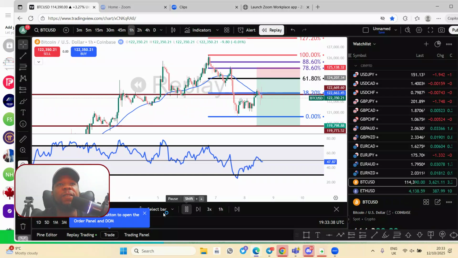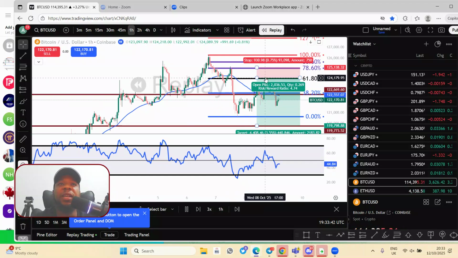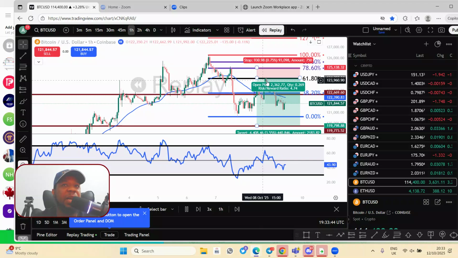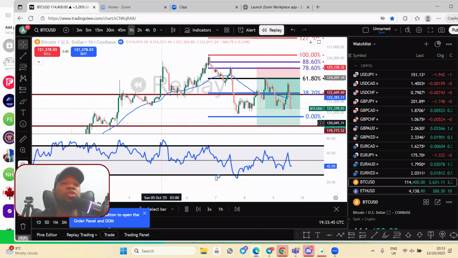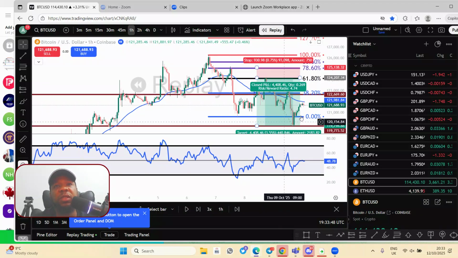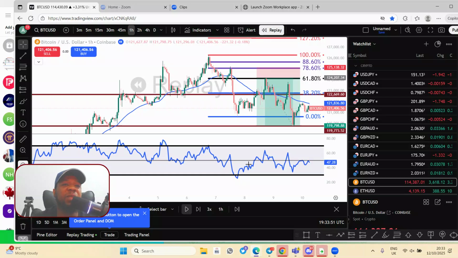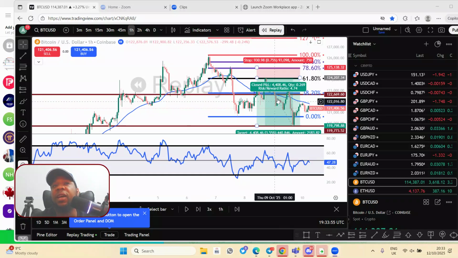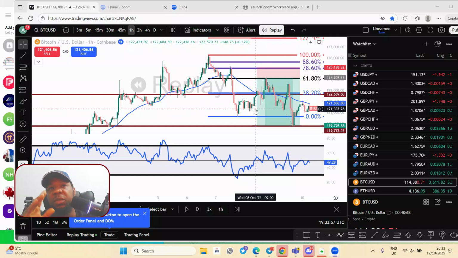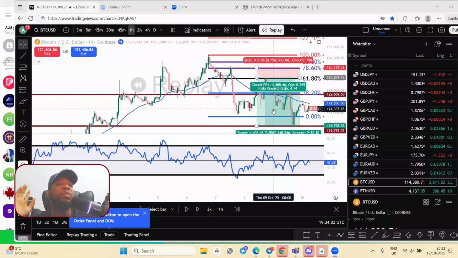There was a little bit of accumulation here, and then it went up, tapped the 61.8, and went straight to my take profit at this point, and that gave me about $4,000 last week. After that, I left Bitcoin. I didn't trade Bitcoin after this trade, and that's exactly where I traded Bitcoin.